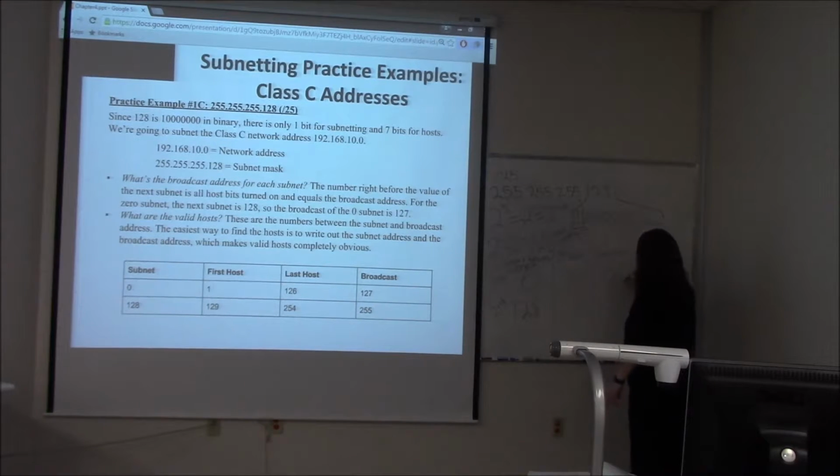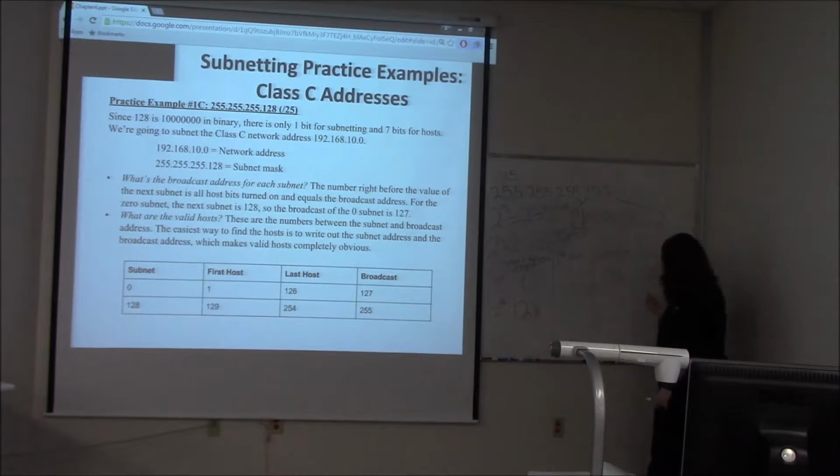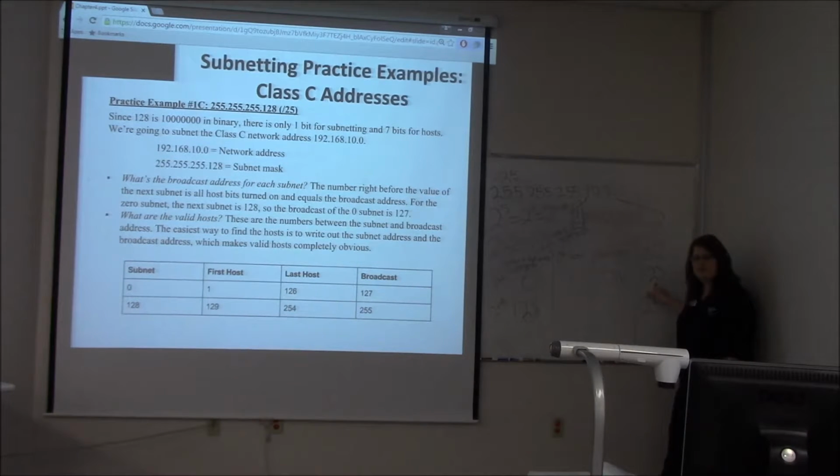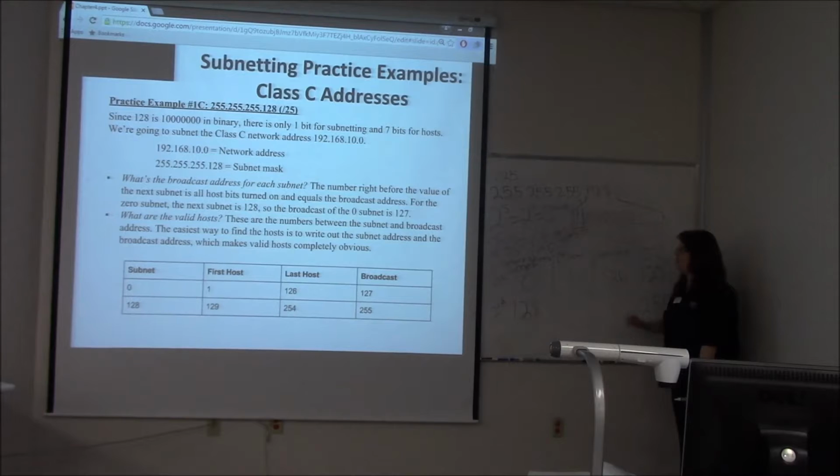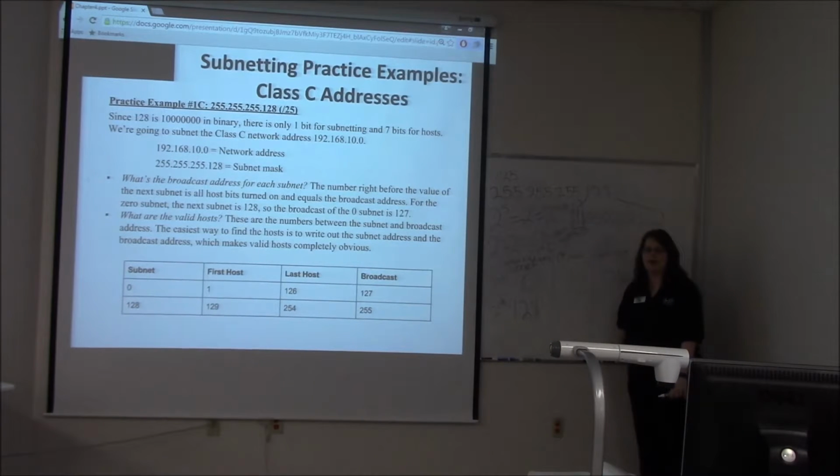Do I have 126? Didn't we say we had 126 available hosts? We had 128 total. This counts as 1, right? That counts as an address. So I have 0 to 127. That's 128 addresses. 2 of them I can't use. So I have 126 addresses total. That's just what our math told us earlier, right?